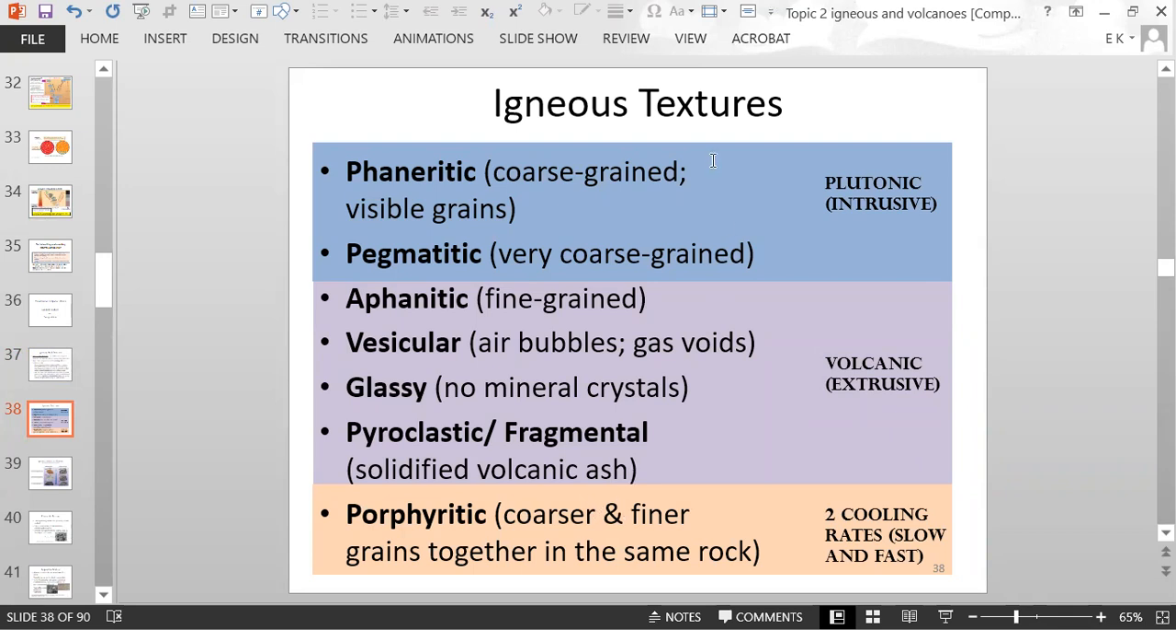So that one's like two rocks, two separate rocks? It's in the same rock though. Within the rock, you could think of it like two different types of rock, but in the same rock. Okay. And then the top two is plutonic or intrusive. And then this purple color in the middle is volcanic or extrusive. And the pink on the bottom has two different cooling rates.